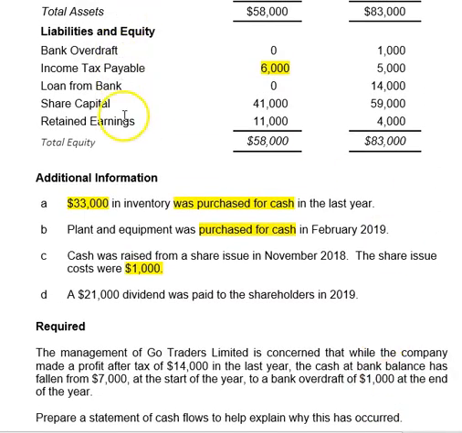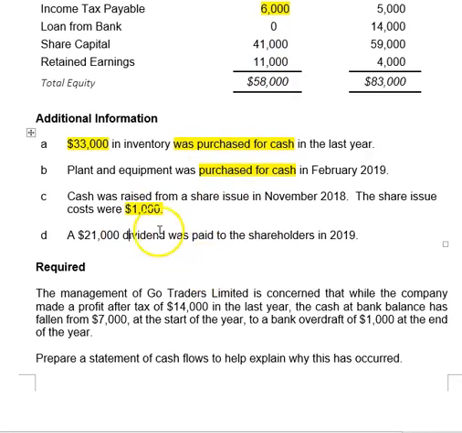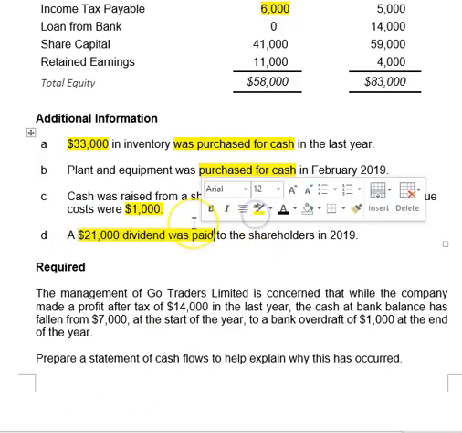Now we move on to retained earnings. Okay, normally we will pay our dividends from retained earnings. Okay, so the changes in retained earnings doesn't show much on how much dividends we are paying. So we need to look at the additional information. If you look at additional information D, they already mentioned that 21,000 dividend was paid to shareholders. So I want to highlight 21,000 dividends was paid. That means there's a cash outflow. Okay, there's a cash outflow over here.